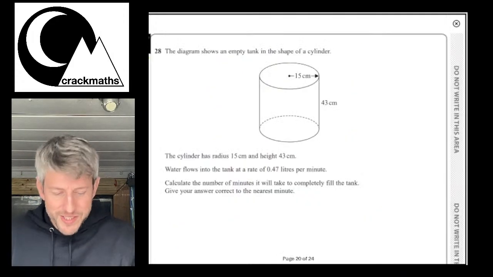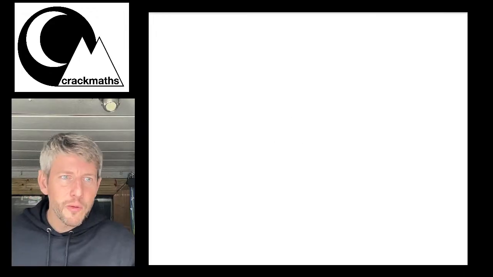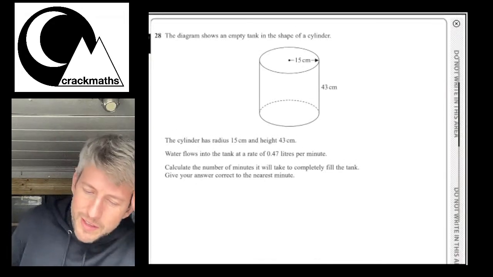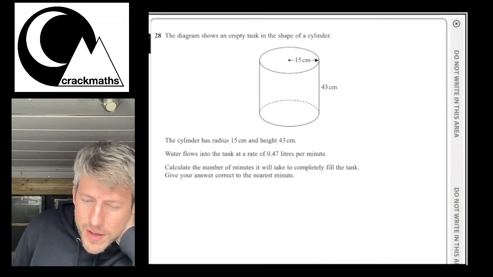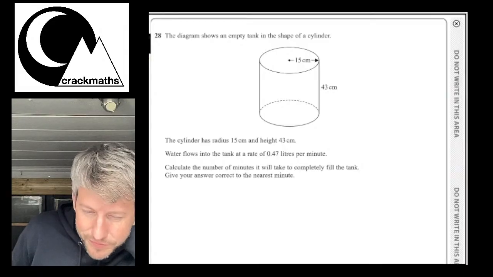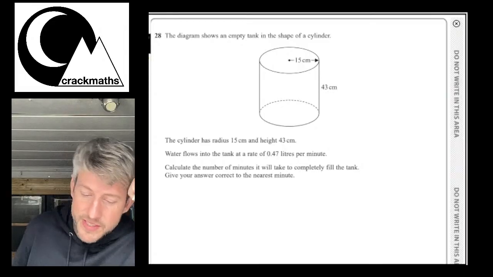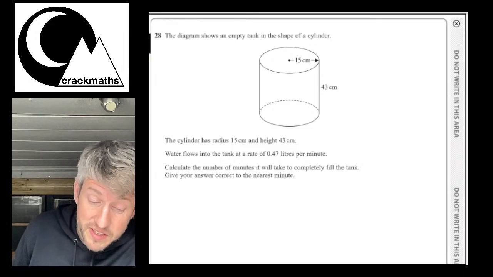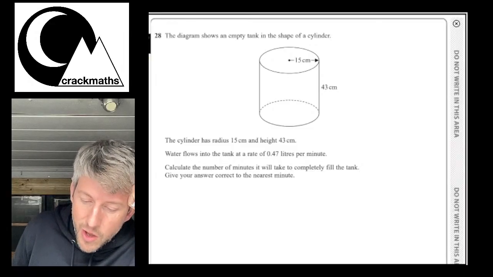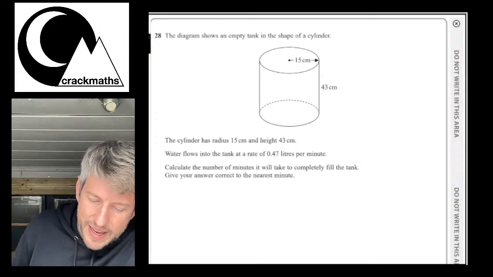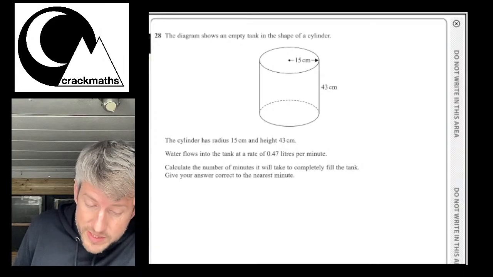Oh my gosh, there's more. Right, this feels like a long paper. Question 28. The diagram shows an empty tank in the shape of a cylinder. The cylinder has a radius of 15 centimetres and a height of 43 centimetres. Water flows into the tank at a rate of 0.47 litres per minute.